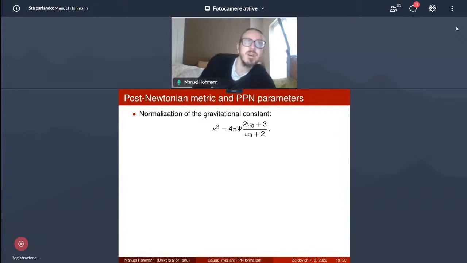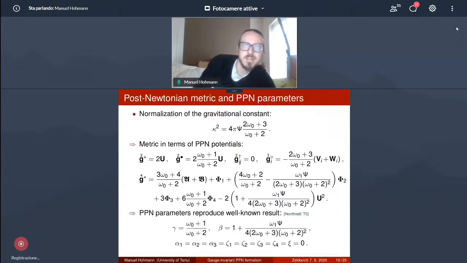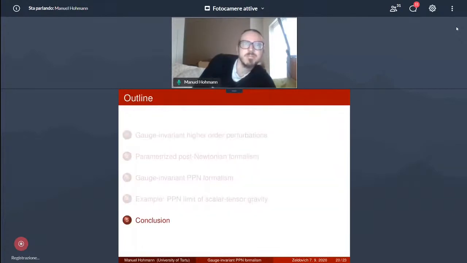We first need to normalize the gravitational constant, and then we obtain the metric in terms of the PPN potentials, and we can solve for all the components here. And when we then compare with the PPN metric, we find that the PPN parameters indeed reproduce the well-known result. But what I have not shown you is the calculation that sits between these two equations, which is significantly simpler than in the standard PPN formalism.